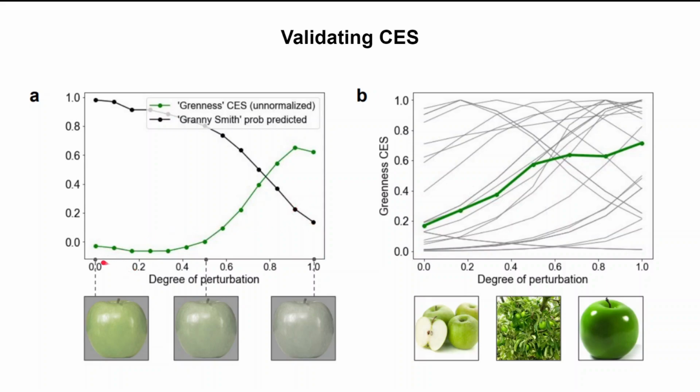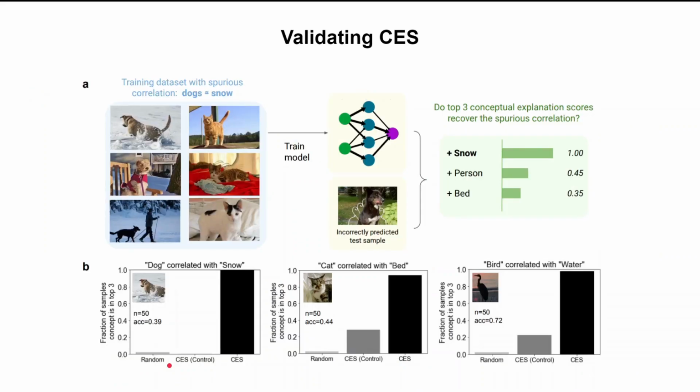And so at the same time, we run CES to understand why it is being misclassified, and the explanation that our method gives is that it's not green enough. If it was greener, then it would be correctly classified as a Granny Smith apple. So this matches our intuition. This matches the perturbations that we're doing in these models. And we can repeat this experiment with many different images, finding consistent results.